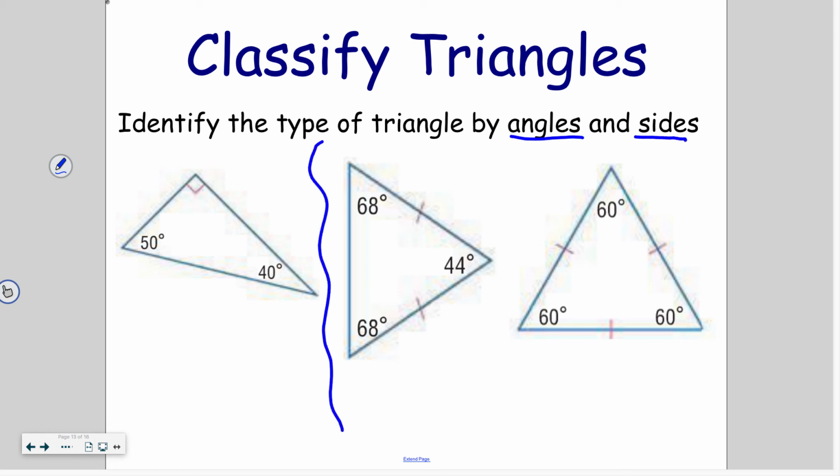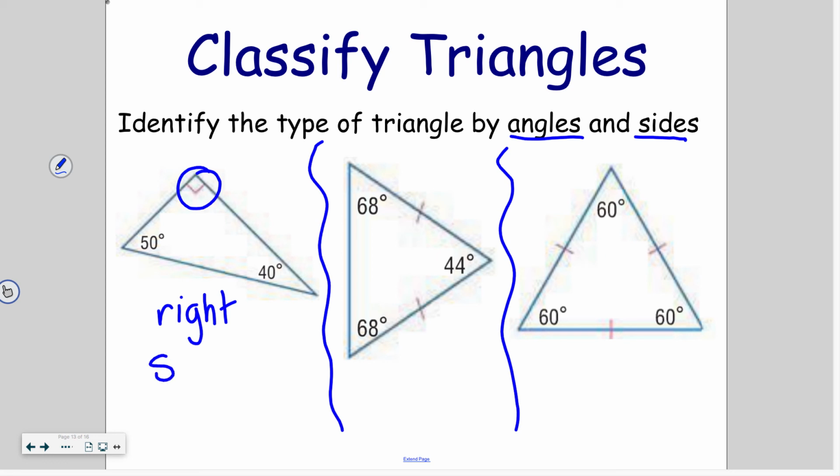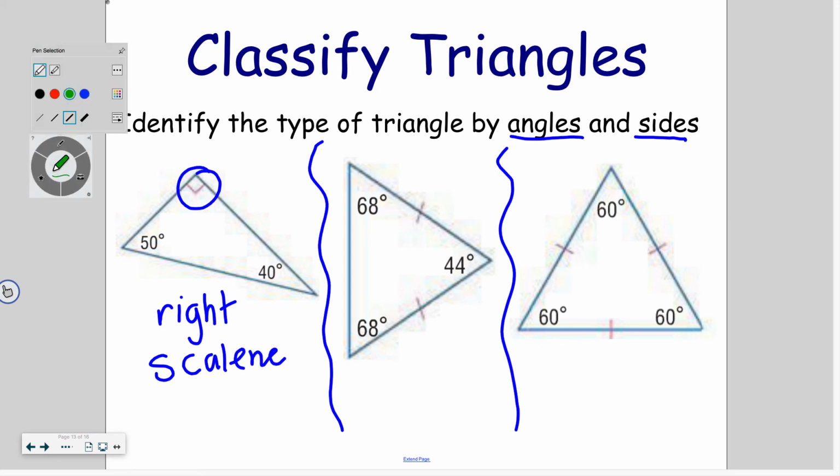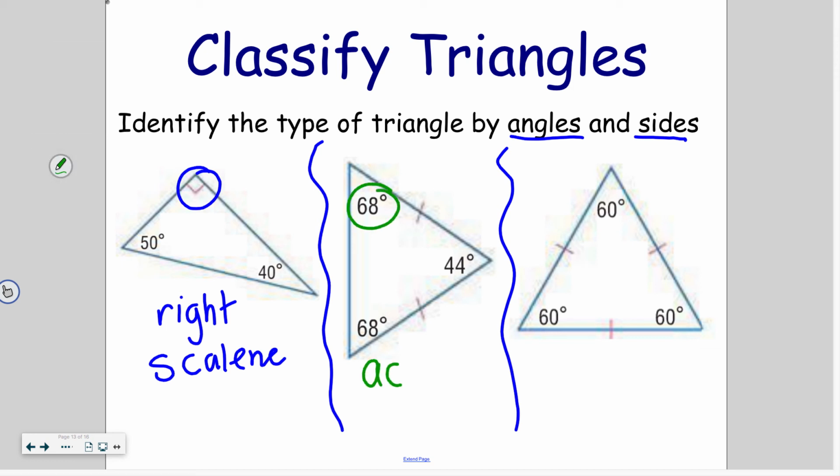So I'm going to go through and look at this first one. The biggest angle is my 90-degree angle, so it's a right triangle. There are no markings on any of the sides, which means they're all different. So this is a right and scalene triangle. Coming to the middle one, I've got 68, 44, and 68. The 68s are my biggest, so that is acute. And then looking, I've got 2 dash marks, which means 2 of the sides are the same, giving me an acute isosceles triangle.